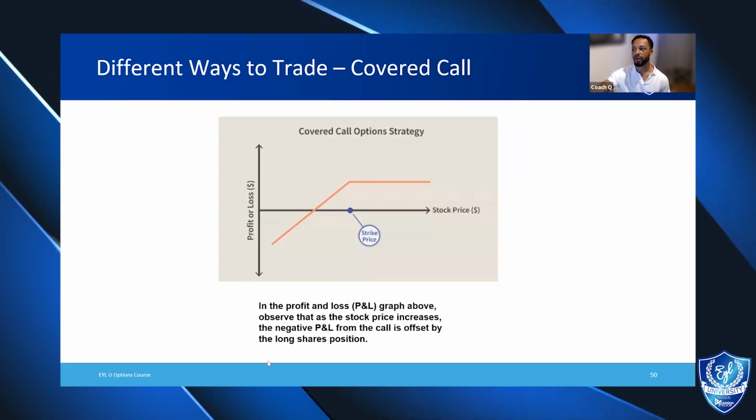So we have something called a covered call option, right? With a covered call option, based off the profit that you are looking for, you can see the change in the stock price. Based off this profit and loss graph, if you see the stock price starting to increase, given that you're in a negative earnings position, the call is really meant to offset any long shares position.